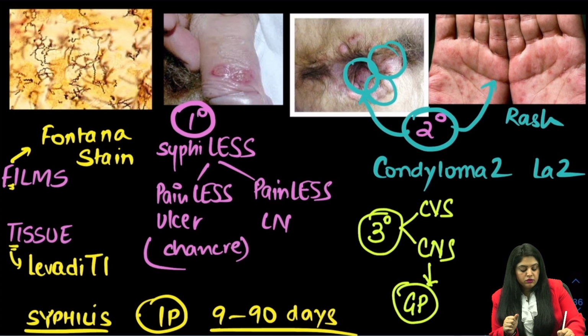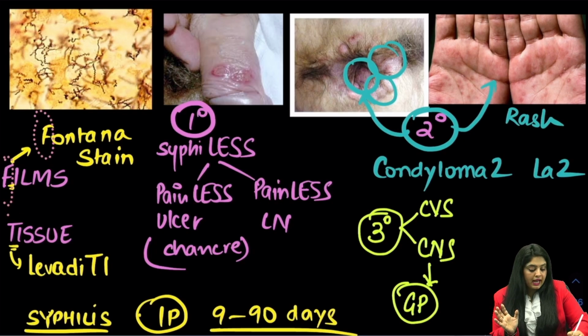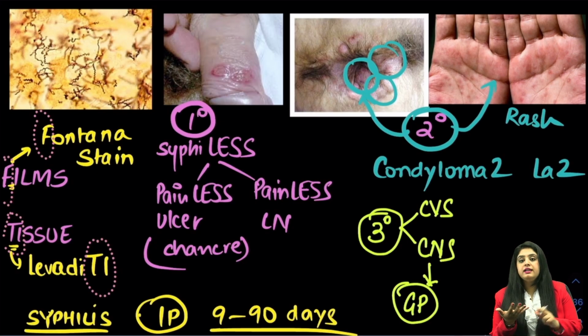Very, very simple. Nothing was tough. Both of them are black color stains. The only difference is that if F for film is given, use the F for Fontana black, and if a tissue sample is given, use Lividity. Both of them are black. Fontana and Lividity. Fontana for film and Lividity for tissues.